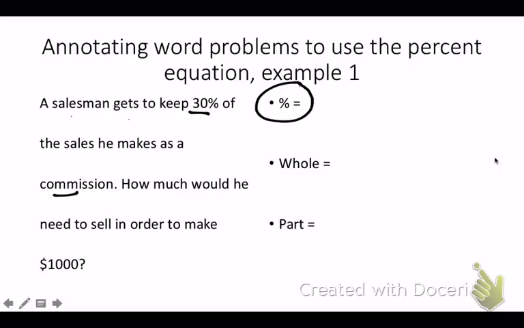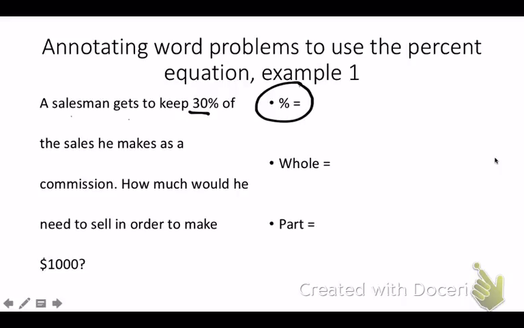So remember that when you sell something, part of the reason those car salesmen never leave you alone is because when you're buying stuff from them, they actually get what's called a commission. They get a certain percentage of what they sell, and that's how they get paid. So the more they sell, the more money they make. So this particular salesman gets to keep 30% of his sales as a commission.